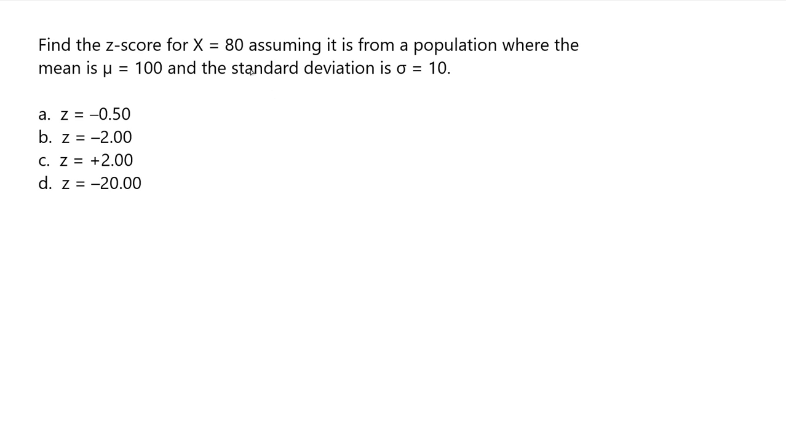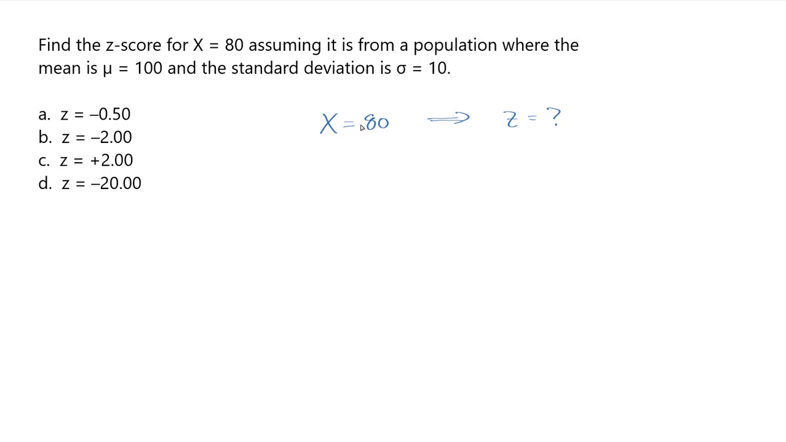Find the z-score for x equals 80. So I'm going to take x equals 80 and convert that into z, assuming that it's from a population where the mean is 100 and the standard deviation is 10. So it's either going to be A, z equals negative 0.5, or B, z equals negative 2, C, z equals positive 2, or D, z equals negative 20.